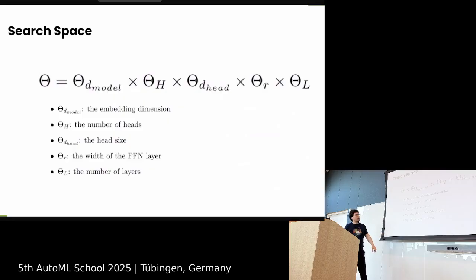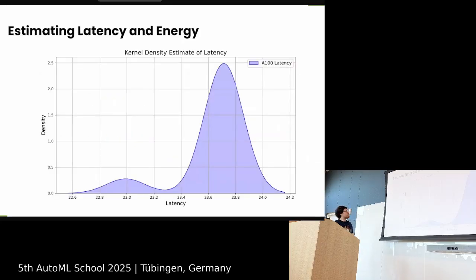And also the embedding dimension. So it's not a cell search space or anything like that. It's a very straightforward search space. Yeah, and this is what I talked about, the latency estimation, right?